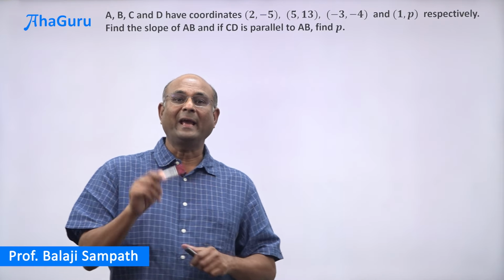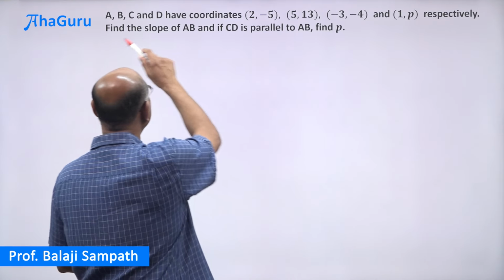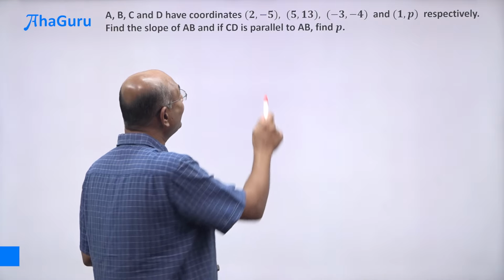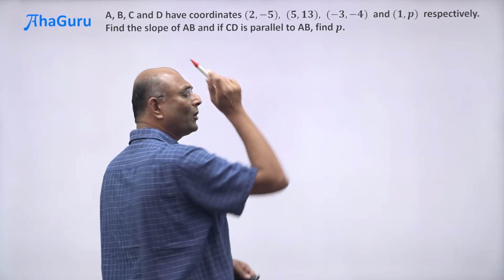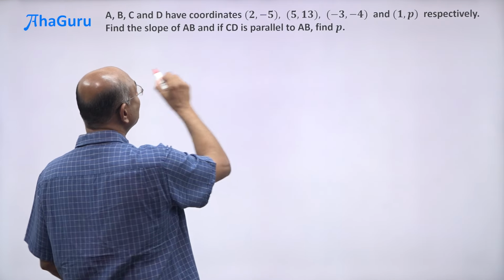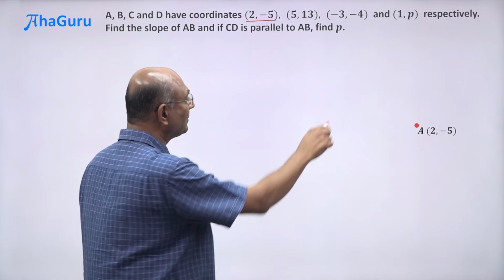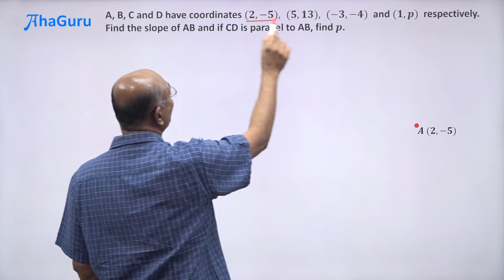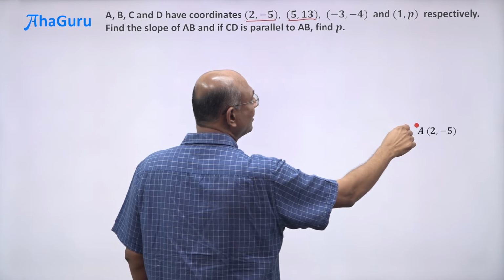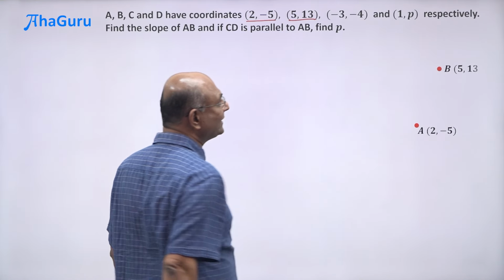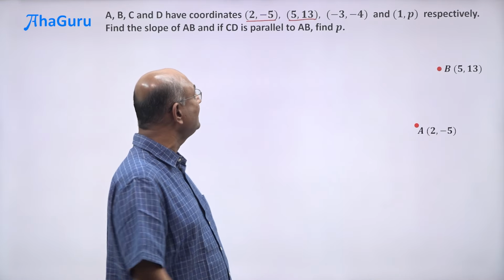In this question, we have 4 points A, B, C and D and their coordinates are given. So let us plot these points. A has coordinates 2, minus 5. So that point there is A, 2, minus 5. B has coordinates 5, 13. 5, 13 is a point there. So that is B, 5, 13.